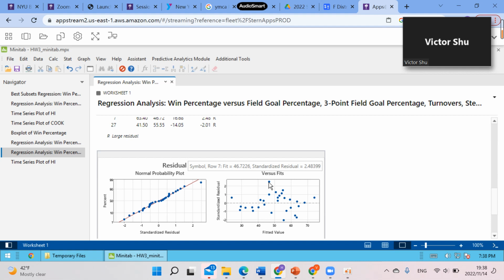You can use 2, right? So this number, Minitab uses 2. This number is greater than 2. This number is less than -2. So those two numbers, according to Minitab, are outliers.